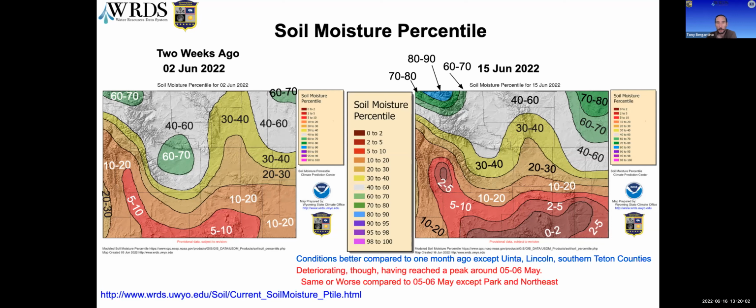So while we're doing well in terms of soil moisture, almost a little too well in some places, we are having issues down in the south, and so we're going to have to continue to keep an eye on that southern part of the state.